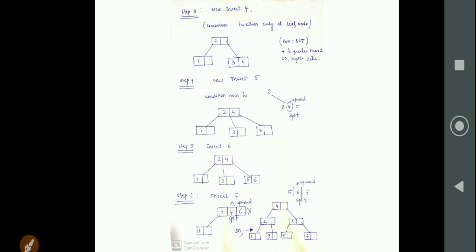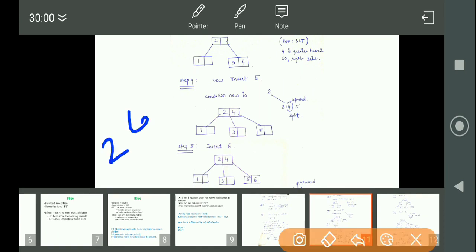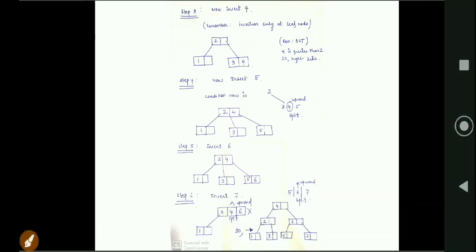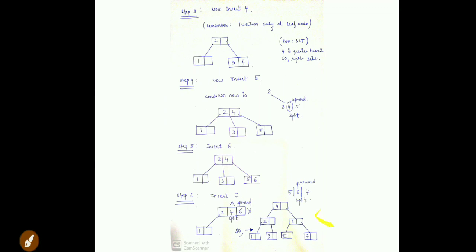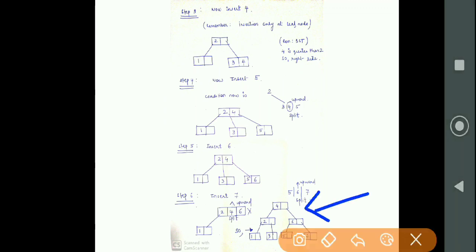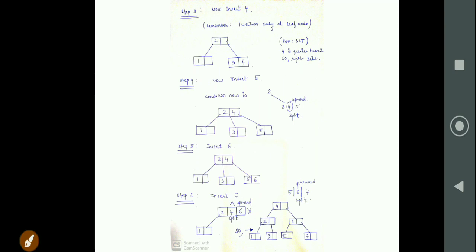Whenever we are going to insert 7, what we need to do is split 2, 4 and 6. Okay. So whenever we split 2, 4 and 6, we need to move 4 upward. So how will the tree be? Just check out here. What will the tree be? 4 will be our root and the rest, like 2, 6, 1, 3, 5 and 7, will be placed according to the BST rule. Correct?